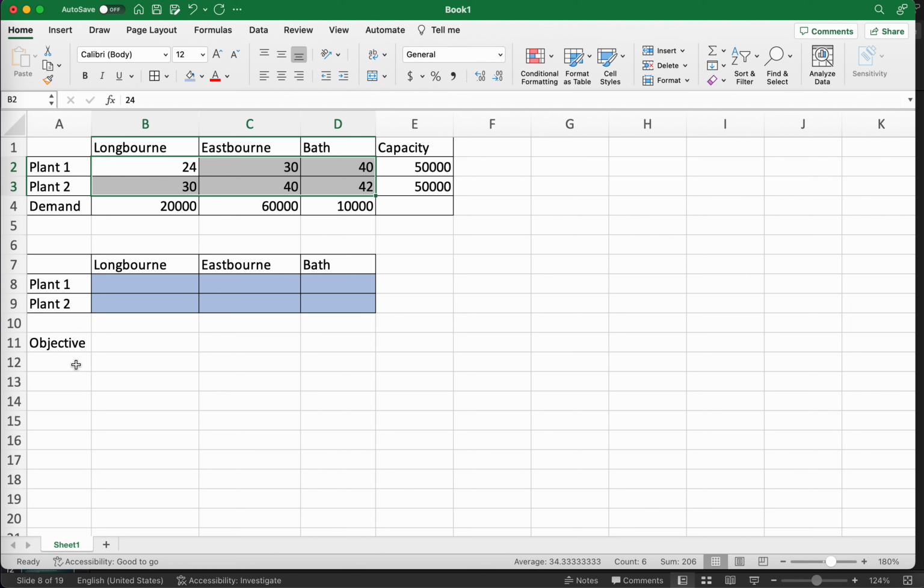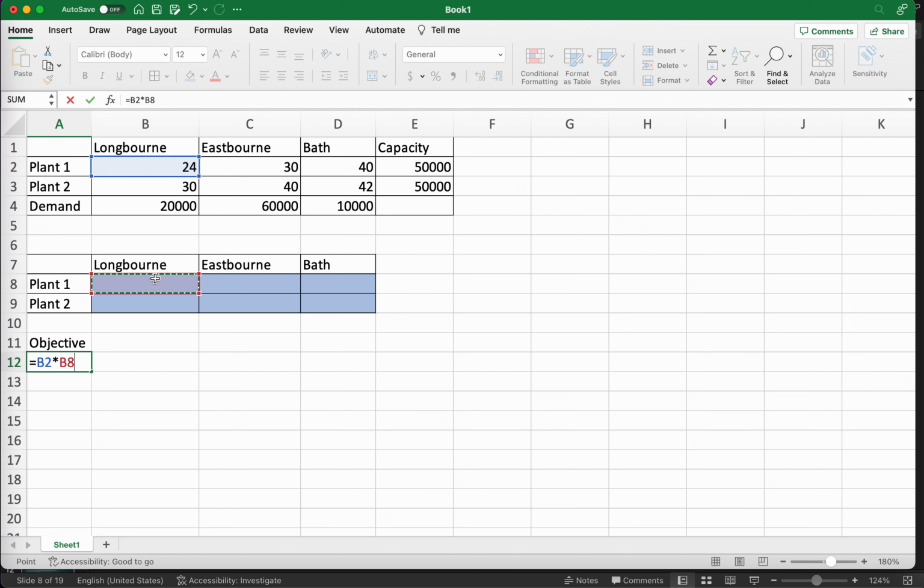So when I write the objective, I have to say 24 times the number of units transported from plant 1 to Longbourn, plus 30 times the number of units transported from plant 1 to Eastbourne, plus the cost times the number of units transported from plant 1 to Bath, and so on. So I have to multiply each of these corresponding numbers together, and I have to add them up.